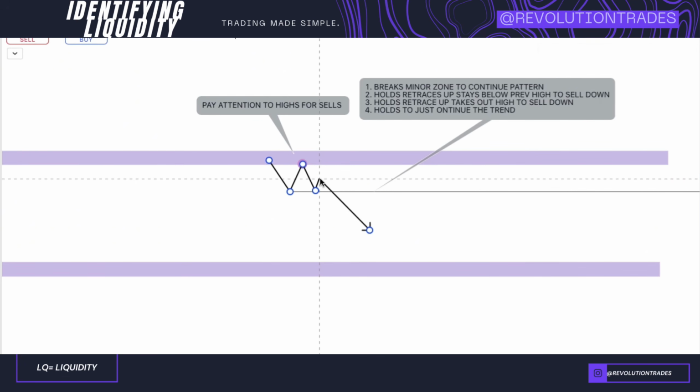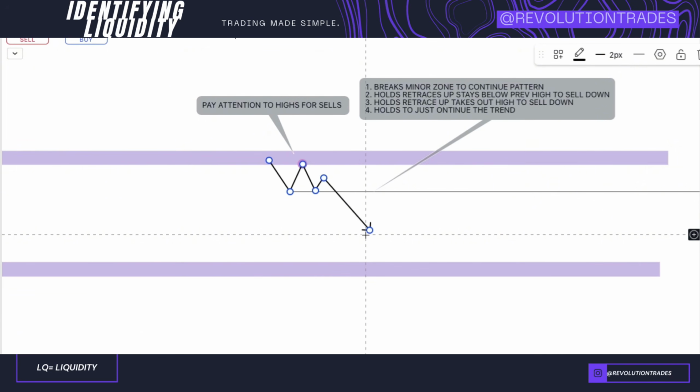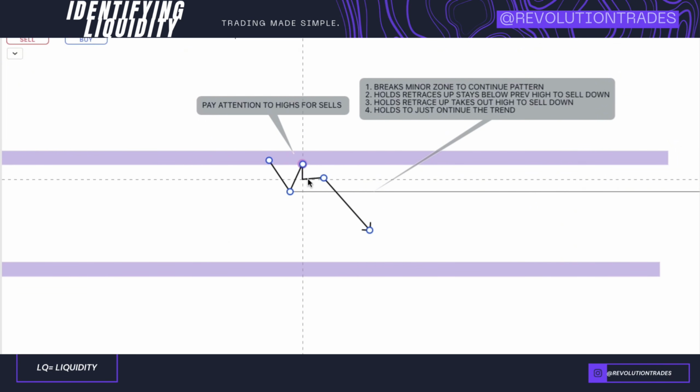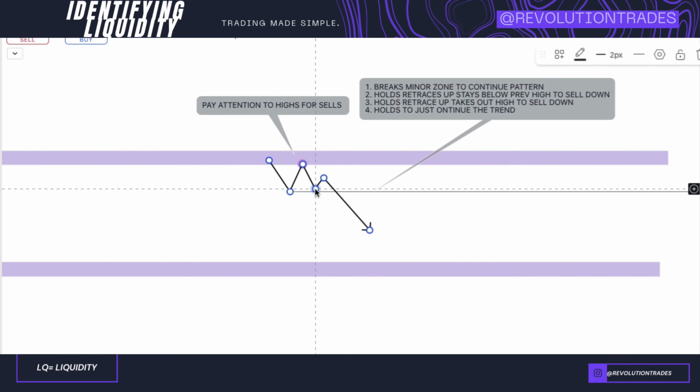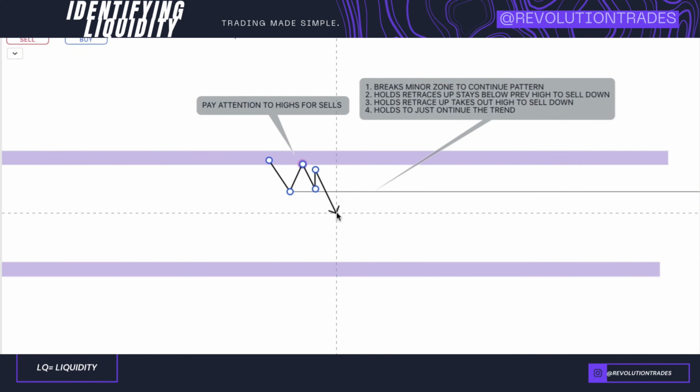Price can easily just break this low point and just sell down, right? That's option 1. Price may not have enough strength to push down yet. So what is it going to do? It's going to retrace, but it stays below this previous high. And because it holds after staying below this previous high, what is it going to do? It's going to sell down.